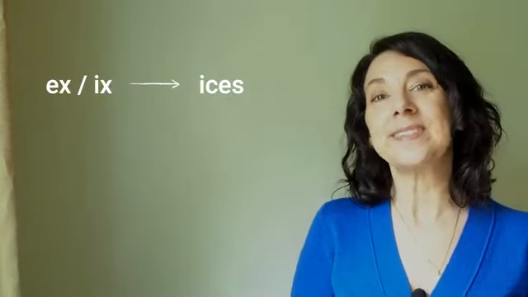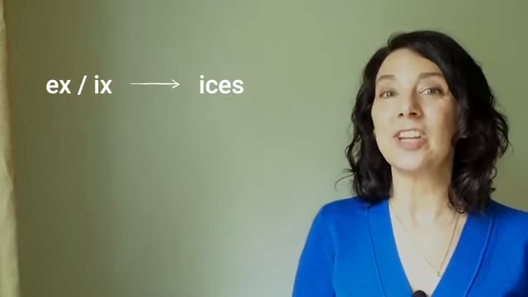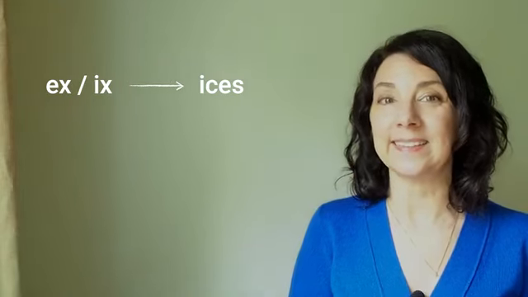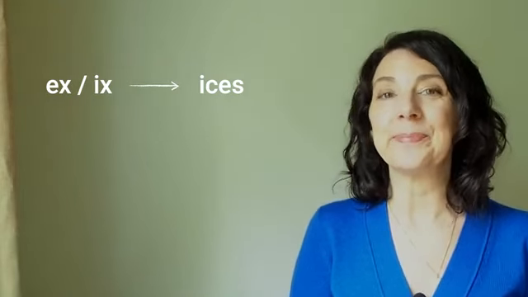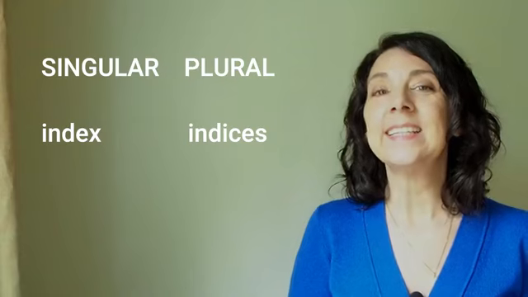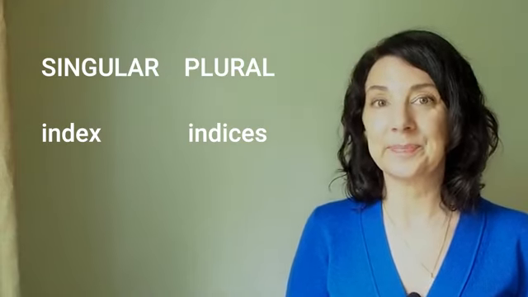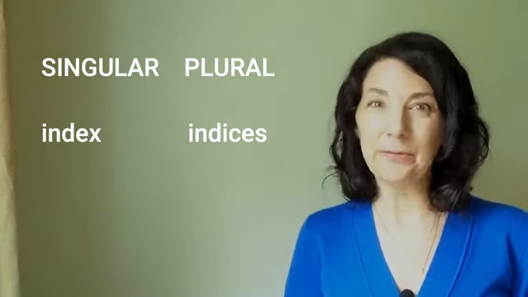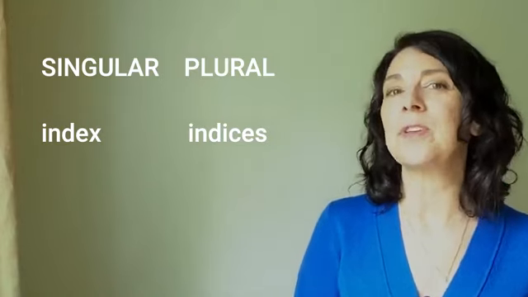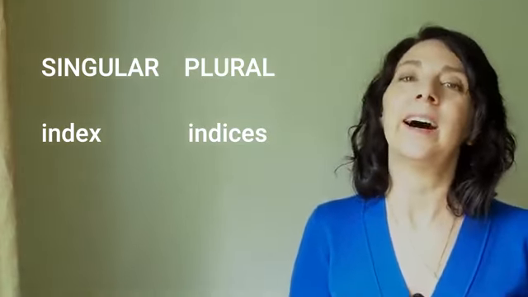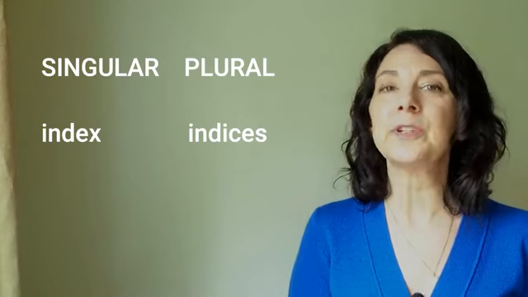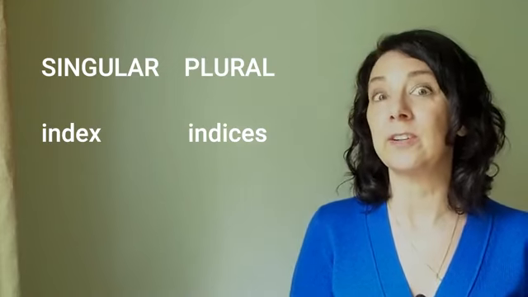The next group is es or is that changes to ices. For example, index, indices. Now, this is a pretty formal form. It's possible that you might hear indexes in more informal speech, but you also could come across the irregular form as well.